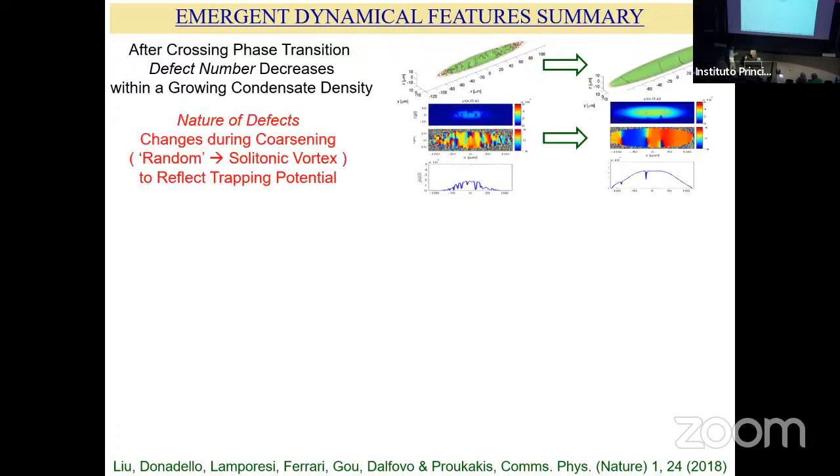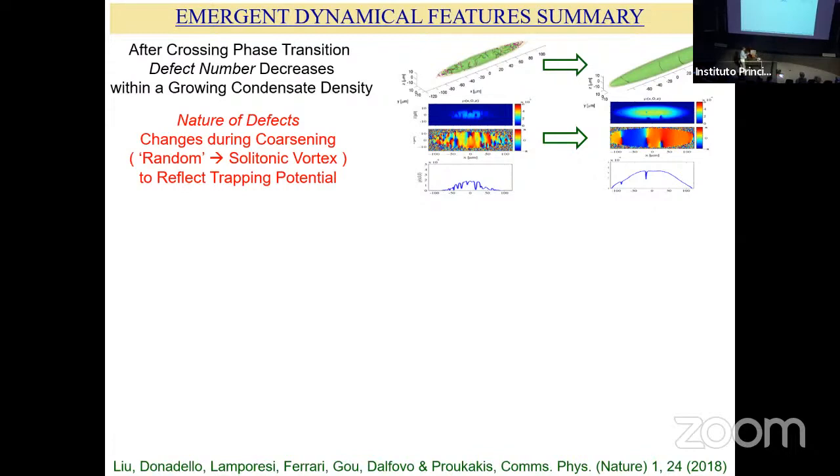Okay, so let me tell you some of the gist of the findings that we have. If you look at it, of course, what's happening is the number of defects is decreasing. The density is growing and the number of defects is decreasing, signaling an overall increase in the phase coherence. Now, what happens to the nature of defects? This is a rather messy system. It's an elongated 3D gas.